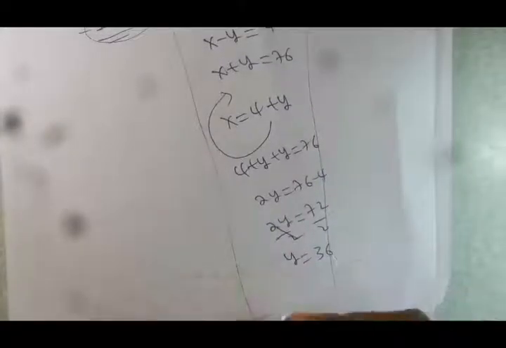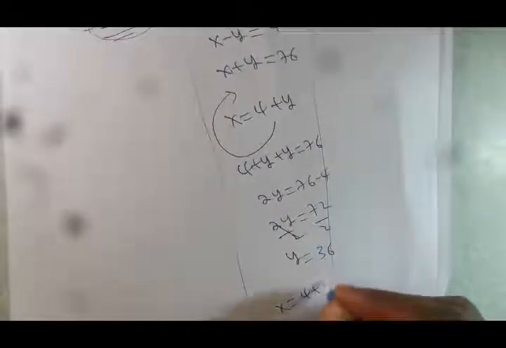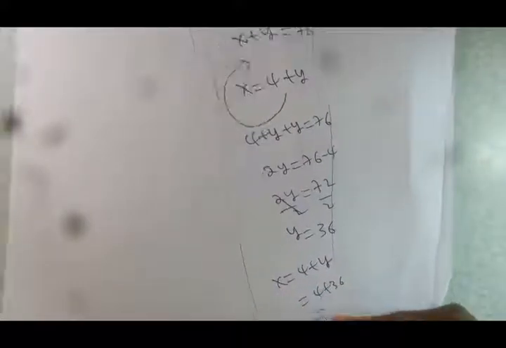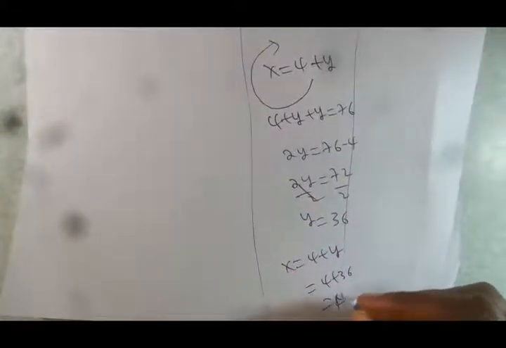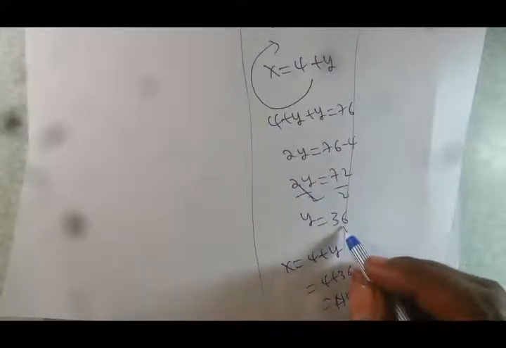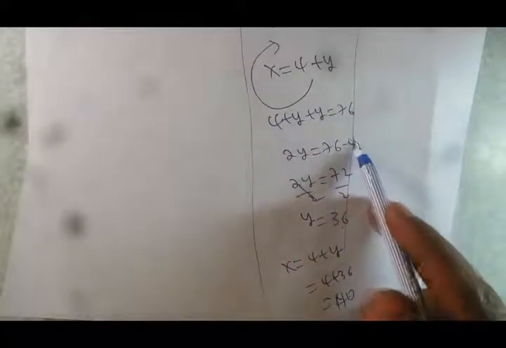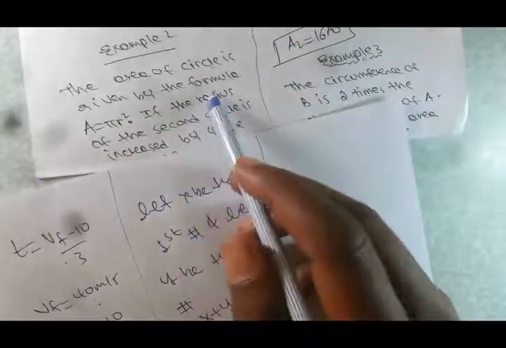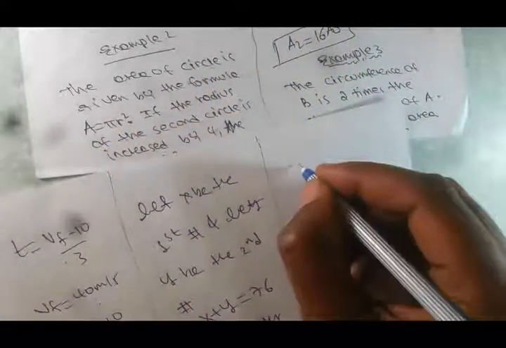36. So to find x, x is equal to 4 plus y. Therefore, 4 plus 36 is equal to 40. In order to check, does 40 plus 36 give 76? Yes.